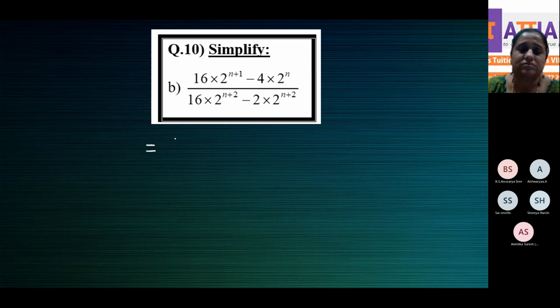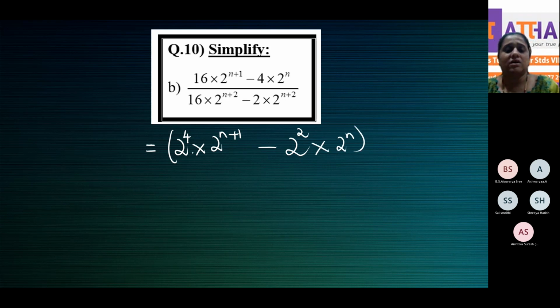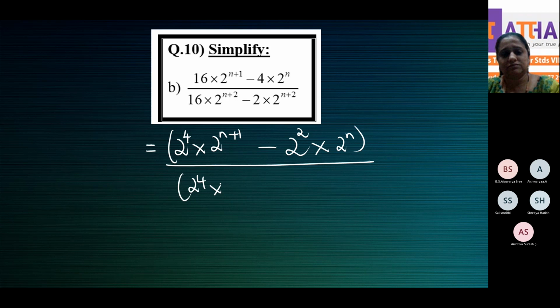First, I simplified everything. I changed 16 into 2 as 2 to the power 4 into 2 to the power n plus 1 minus 2 into 2 into 2 to the power n, divided by... What is 4? 4 is 2 square. Into 2 to the power n. Divided by 2 to the power 4 into 2 to the power n plus 2 minus 2 into 2 to the power n plus 2. Very good. Correct. Now next step.